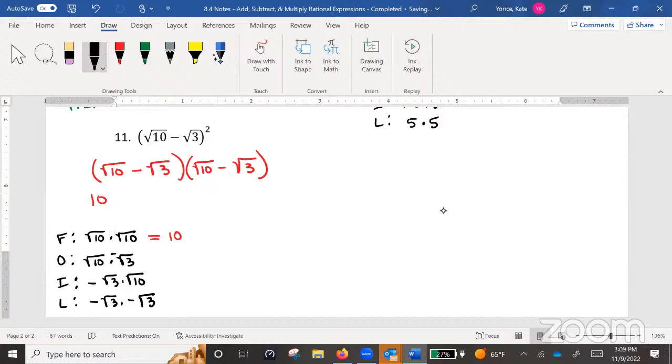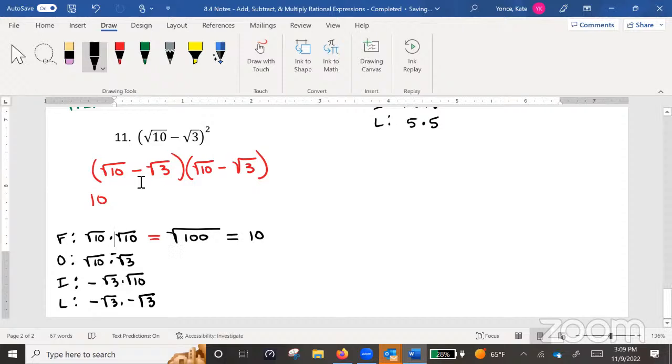Radical? But it's not. Because square root of 10 times square root of 10 is square root of 10 times 10, which is 100, right? And the square root of 100 is 10. So it's not square root of 10, because it's square root of 10 times another square root of 10. There's no way it would still be square root of 10, right?